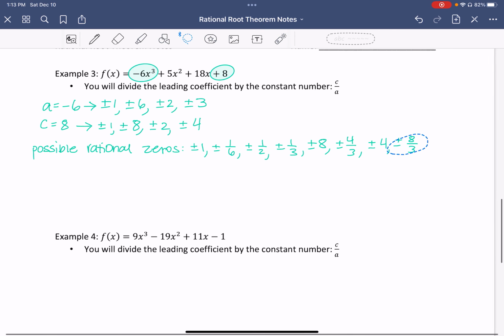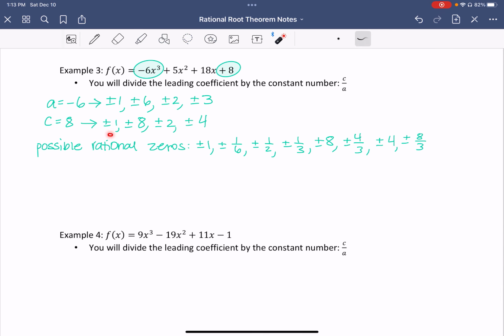Okay, so far, we've done all the 1s divided by all of these, and we've done the 8 divided by all of these. Okay, so now we're going to move on to the 2. So we're going to do 2 divided by 1, 2 divided by 6, 2 divided by 2, and 2 divided by 3. Okay, so starting off with the 2 divided by 1, that simplifies to just 2, so plus or minus 2. And then we have 2 divided by 6.